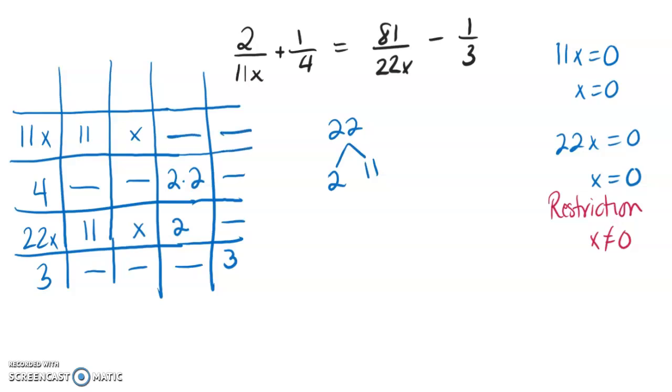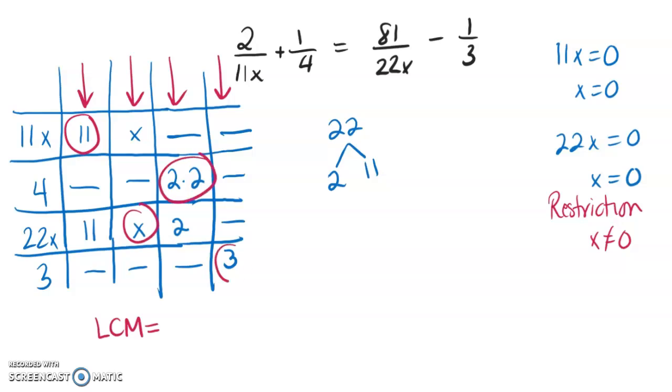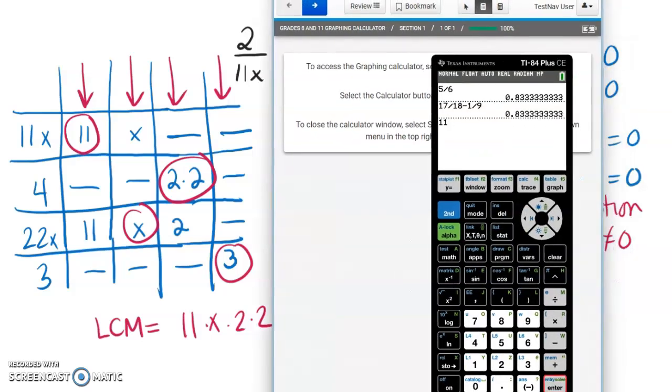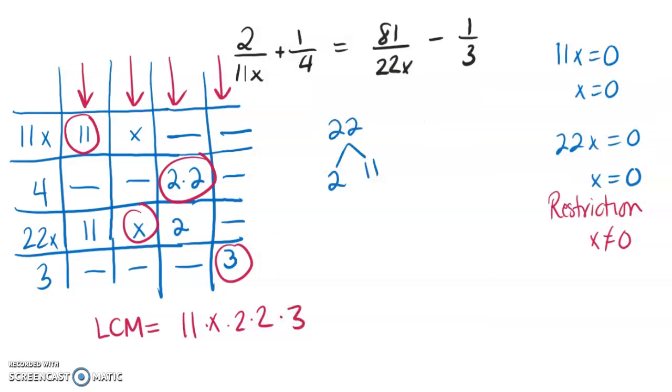And so I'll put dashes where there are no factors. Then I go through and I pick each column. And I'm going to take the highest amount in each column. And that will make up my least common multiple. And so I've got 11. I've got x, 2 times 2, and 3. So 11 times x times 2 times 2 times 3. Put that in the calculator. Let's see what we get. 132. So my least common multiple would be 132x.